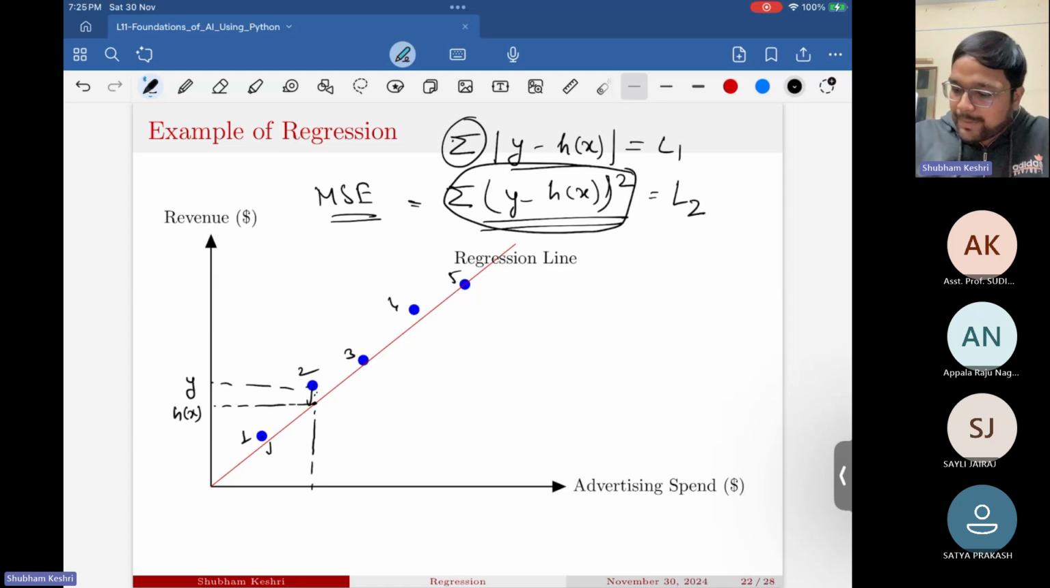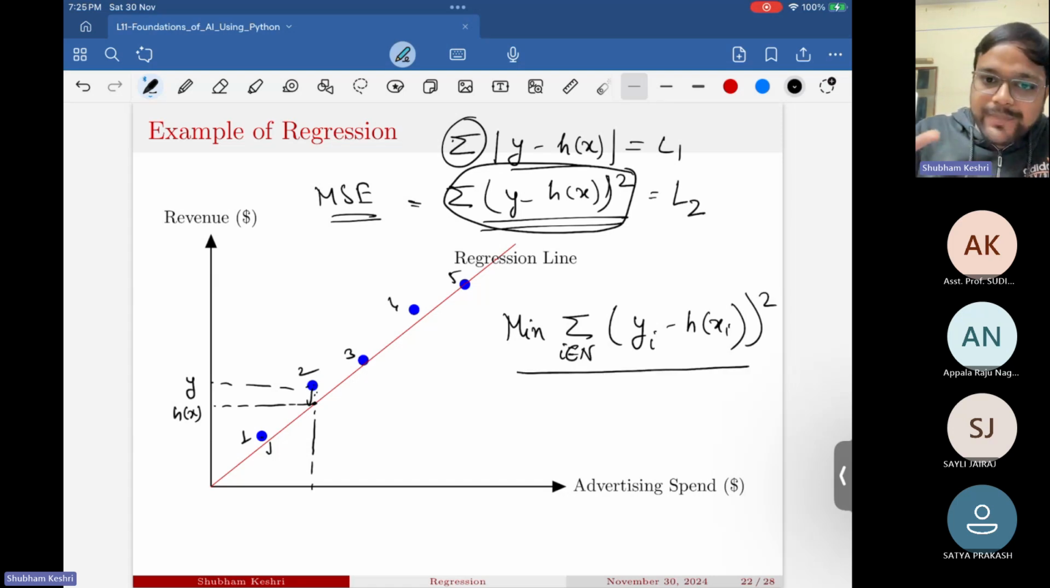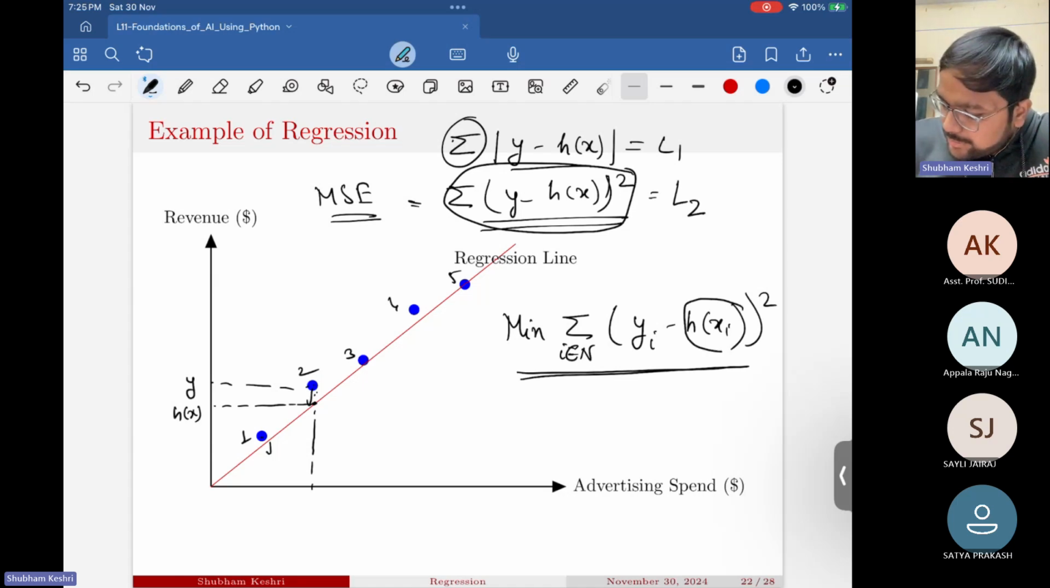So the optimization problem is to minimize the sum over all the points, where i belongs to n, and n is the set of the points, of (yi minus h of xi) whole square. This is the objective function. We will try to minimize this objective function, so this is an optimization problem. Is that clear? When you minimize this objective function, this equation will be obtained.